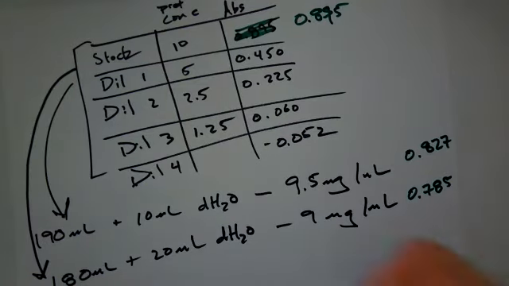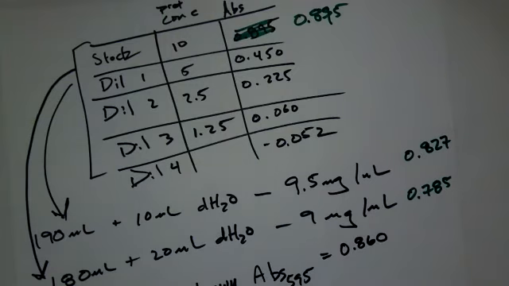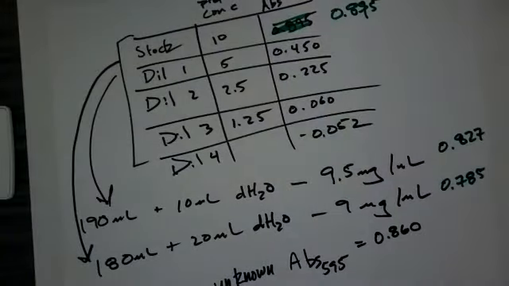Then you have an unknown with an absorbance that is 0.860. Sorry, let me zoom out a little bit. Just off the cuff, could you say anything about this unknown sample's protein concentration?